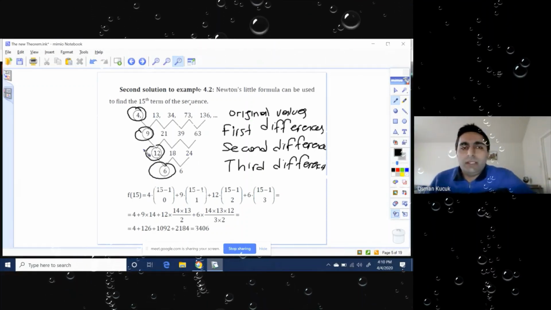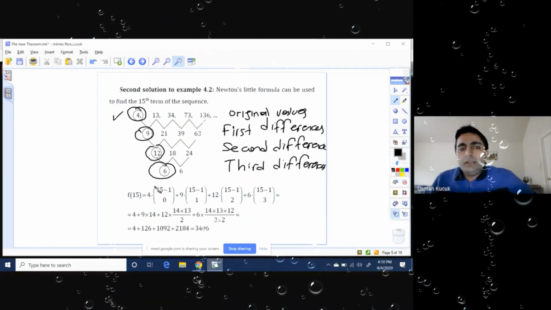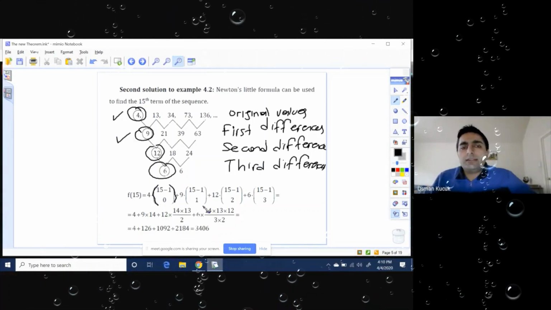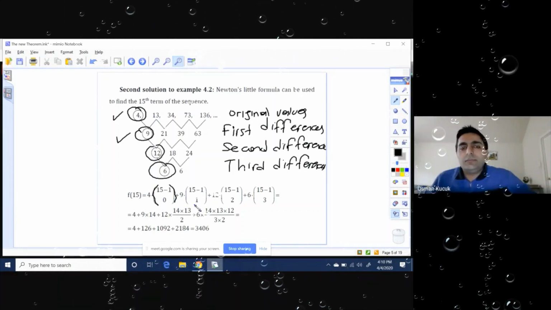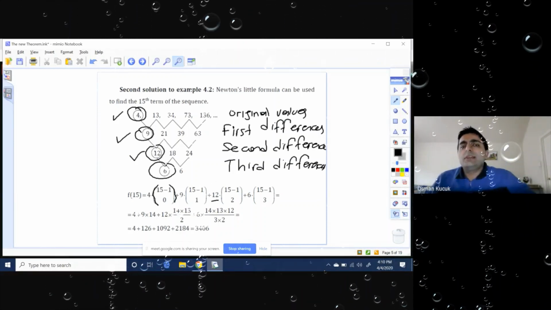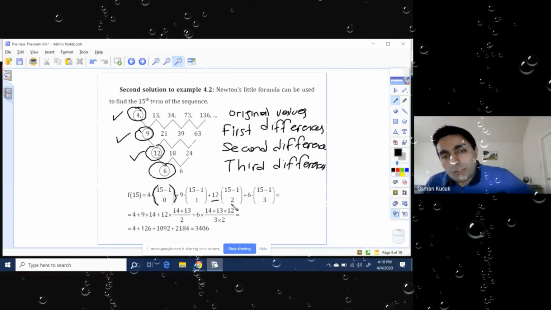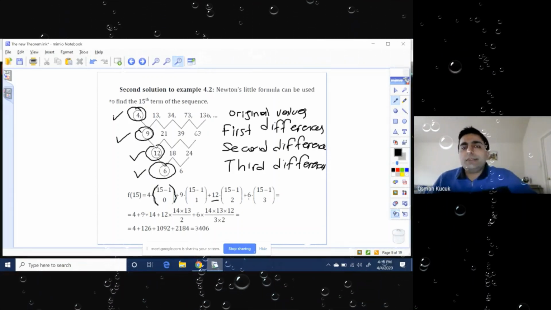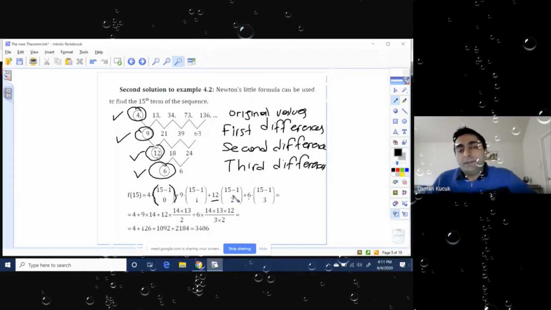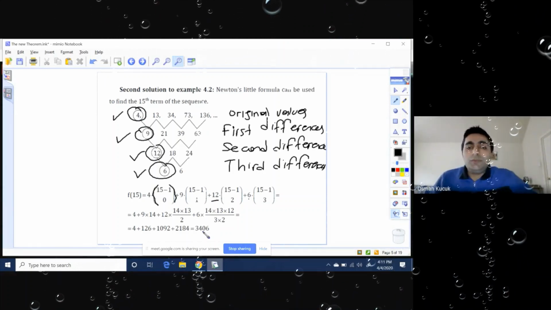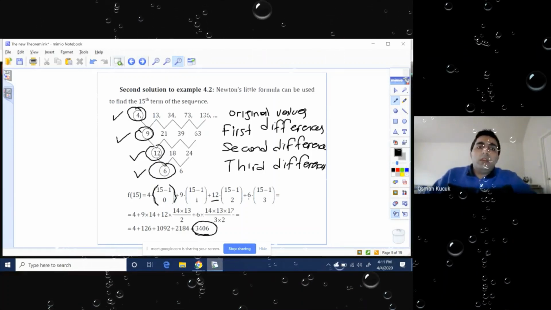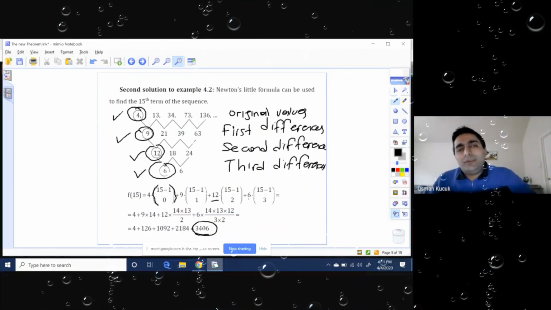So we multiply 4 by 15 minus 1 combination of 0, plus 9 times 15 minus 1 combination of 1, plus 12 times 15 minus 1 combinations of 2, plus 6 times 15 minus 1 combinations of 3. When you calculate all of them separately and add them up, you will get 3,406. That is the method everybody knows.